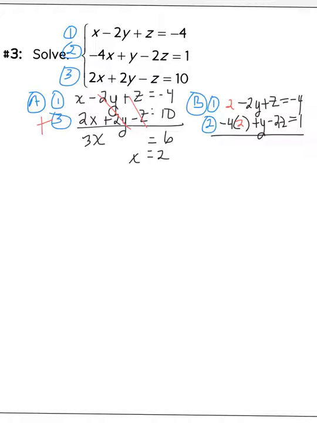So rewrite what I've got. I have a 2 here, then I'm going to subtract 2 from this side, subtract 2 from this side. That's going to give me a negative 6 over there. So I get negative 2y.